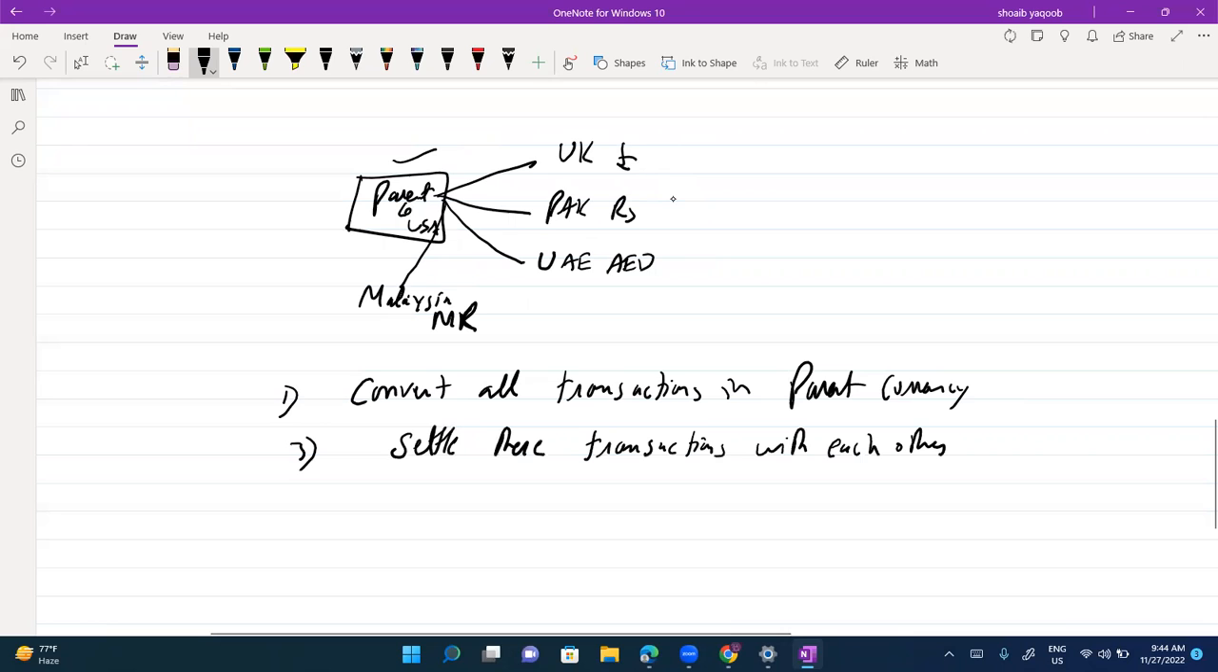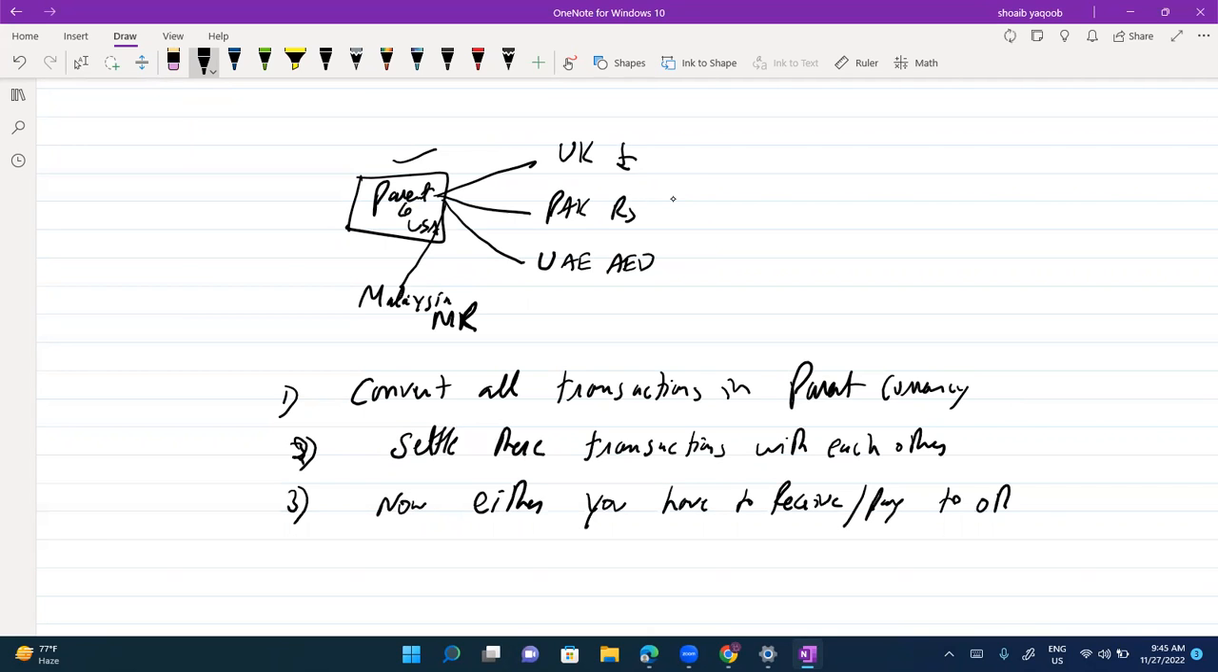Now, either you have to receive or pay to other party. अब आपकी एक ही ट्रांजैक्शन रह जाएगी, या तो आपने रिसीव करना होगा या आपने पे करना होगा नेट. तो लेट्स से in last 3 months we have 50 transactions with each other. So 50 transactions means in 50 different currencies. So what we have to do, convert all the transactions into dollars.